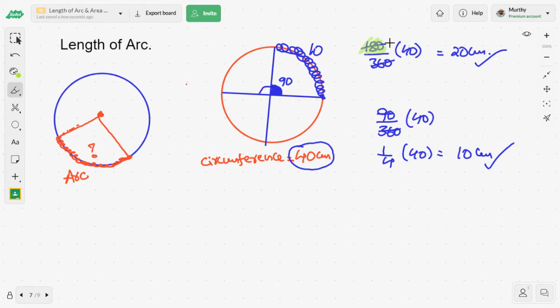If the central angle is 90, I'm taking 90 over 360 times the circumference. Therefore, keeping this in view, if I'm trying to compute a portion of the circumference, this is called an arc. So length of arc equals central angle over total angle in circle, which is 360, times the circumference. This is the circumference, which is 2 pi r.